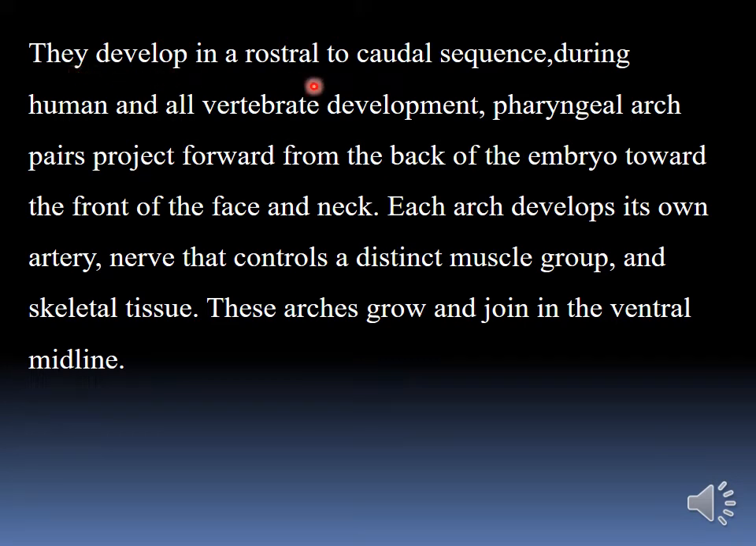Usually the arches develop in a rostral to caudal sequence during human and all vertebrate development. As I mentioned, they are pairs. They project forward from the back of the embryo toward the front of the face and neck. Each arch develops its own artery and nerve that controls distinct muscle groups and skeletal tissues. So the components of each arch include an artery, nerve, muscles, and bone. These arches grow and join in the ventral midline of the embryo.